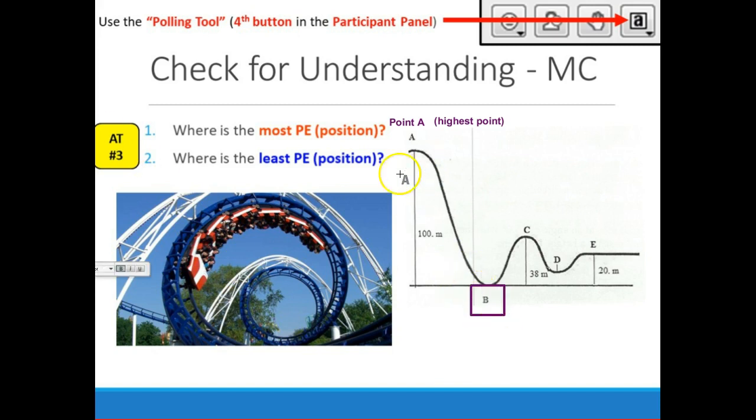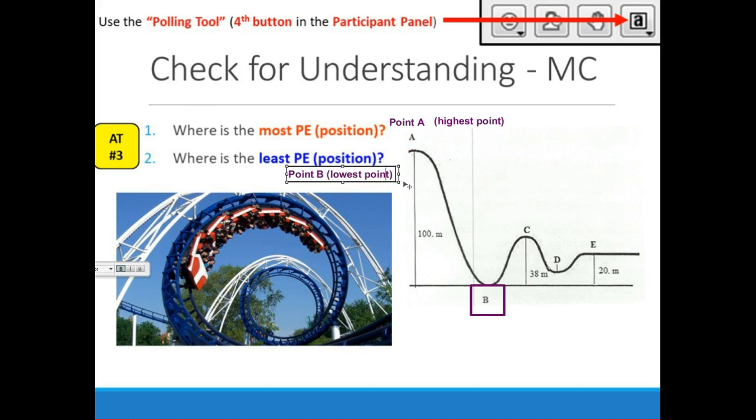So point B, it's a little bit hard to see point B. I remember when I first saw this diagram, I was like, where is point B? I only see A, C, D, and E. All right, so point B, this is going to be our lowest point, and therefore it is going to be our least potential energy. Sorry, that should say point B and not point D.